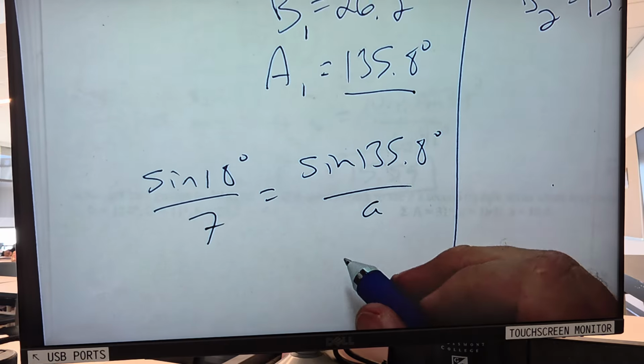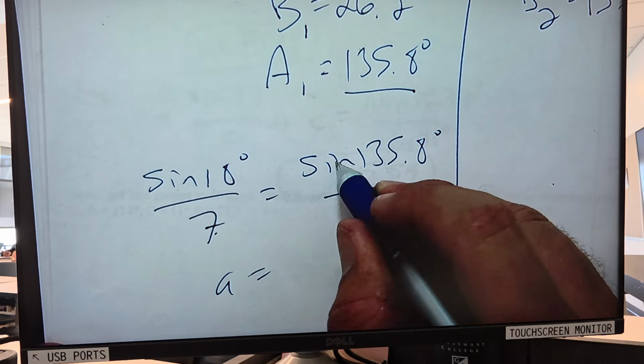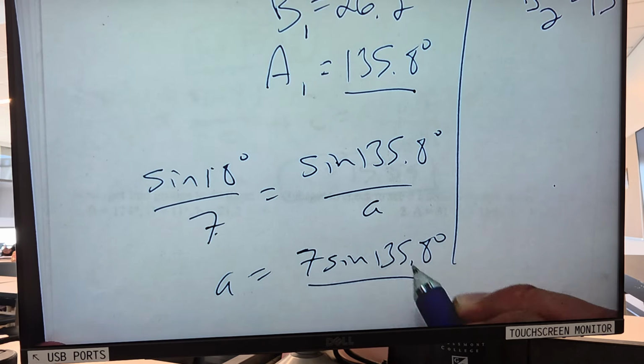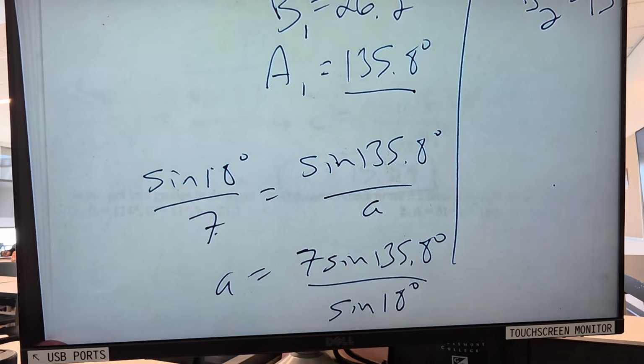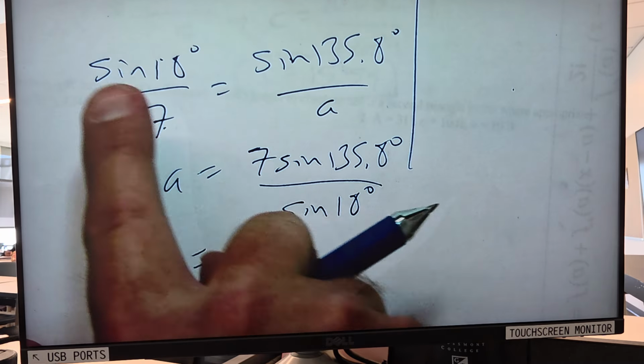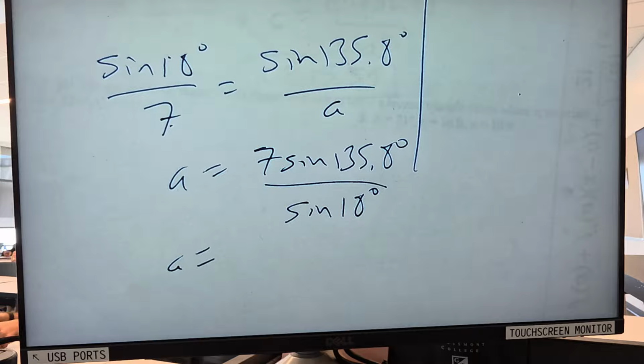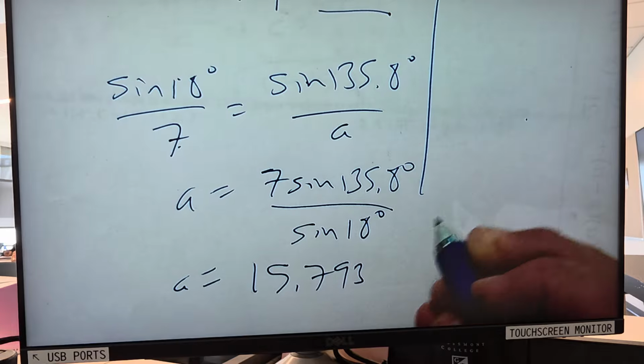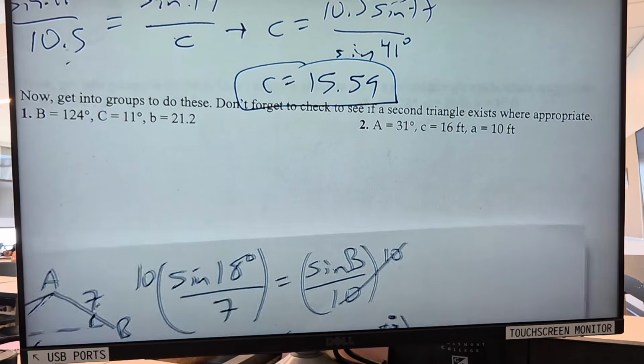Oh, this is almost perfectly timed. So just to cut to the chase, the 7 would come up, the sine 18 would go down. The same math always happens, so we're just going to do that. If that's magic to you, just do the work. 7 times sine of 135.8 divided by sine of 18, and I get 15.793. I didn't give us any units, did I? No, I suck.